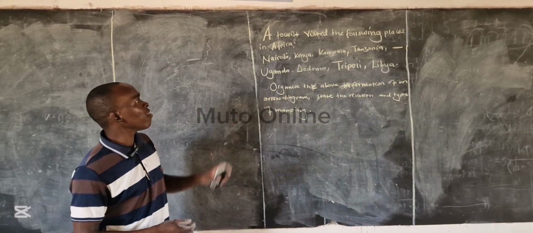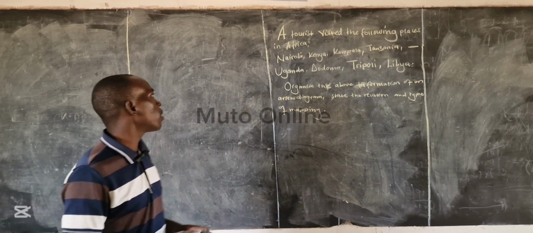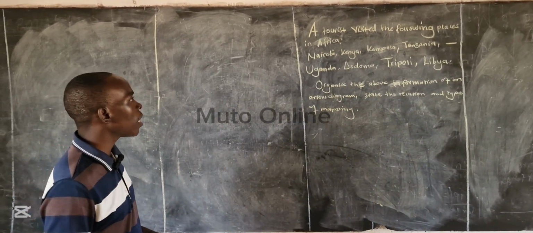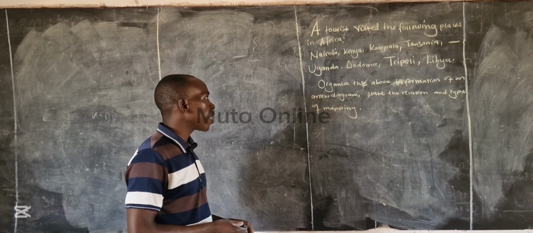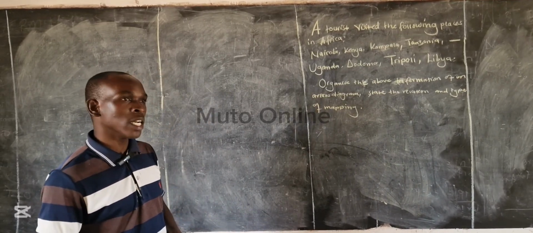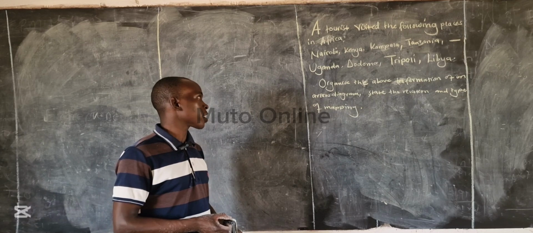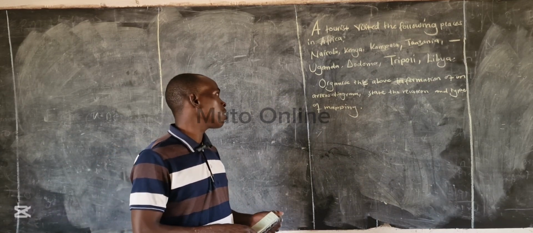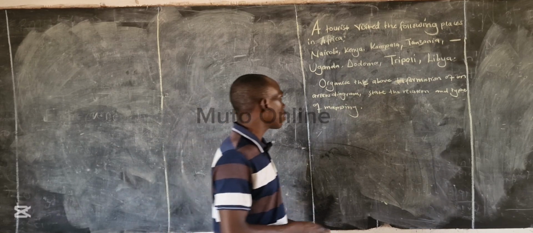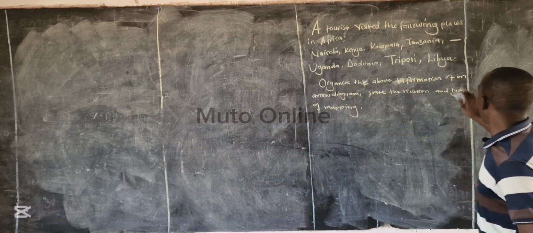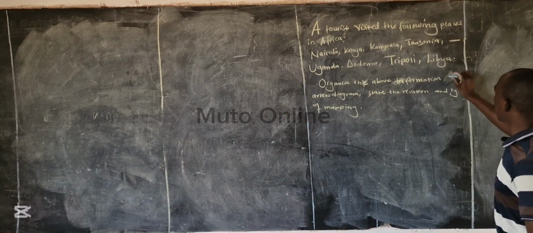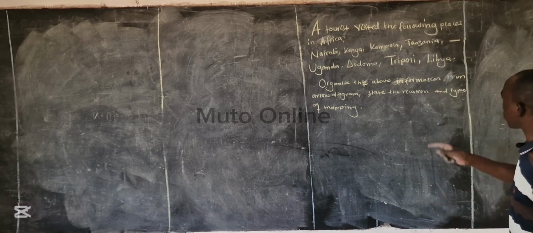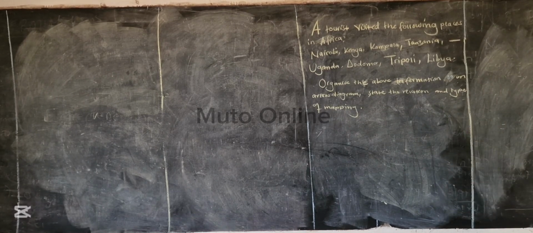So now, we have that a tourist visited the following places in Africa: Nairobi, Kenya, Kampala, Tanzania, Uganda, Dodoma, Tripoli, and Libya. Then our task as students, they want us to organize the above information on an arrow diagram. Then they want us to state the relation and the type of mapping.